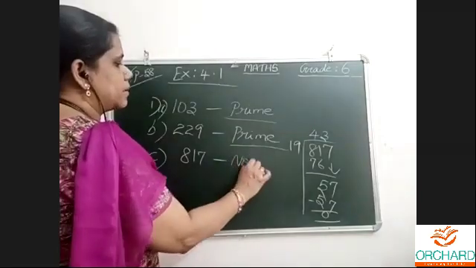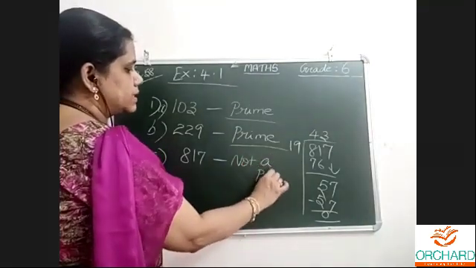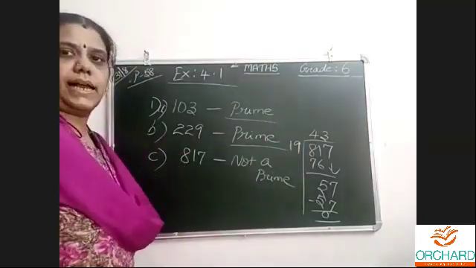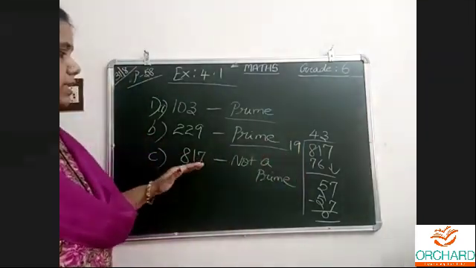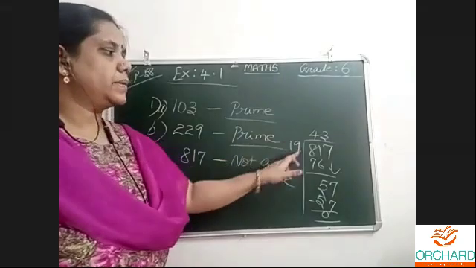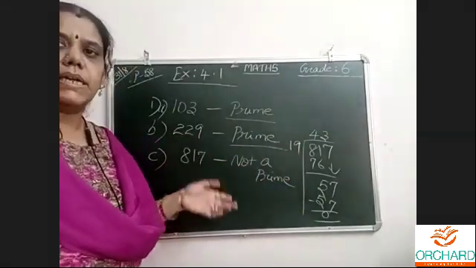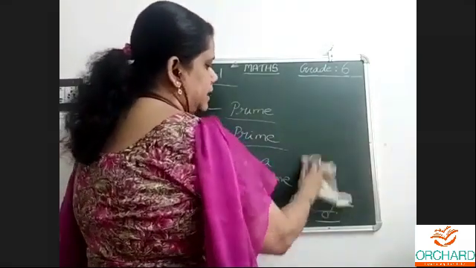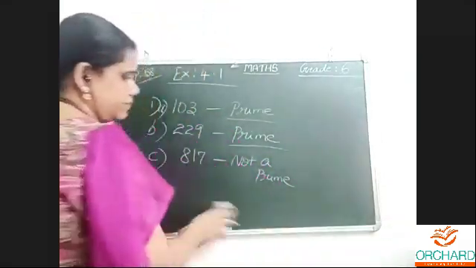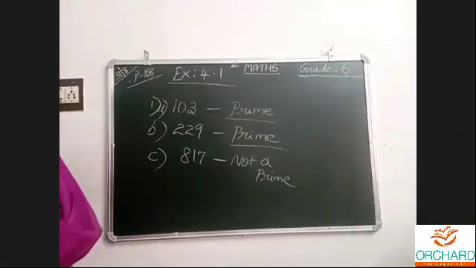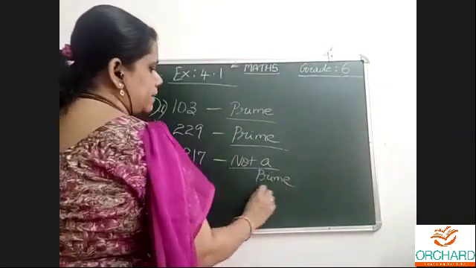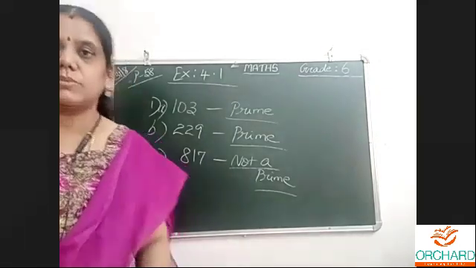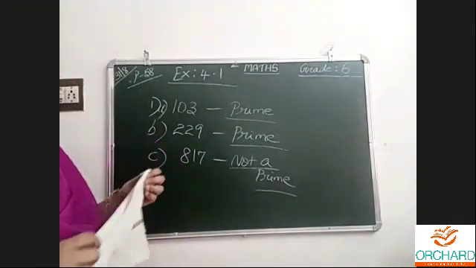So it is not a prime number. We can see that this number comes in the 19 table. I wanted to show that, that's all. When some number comes in any table, it is not a prime number. It is a composite number. Here they are asking, write prime or not prime. So which is prime, which is not prime, just write in the textbook.